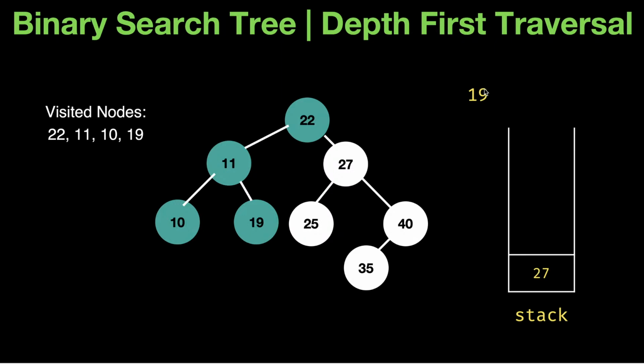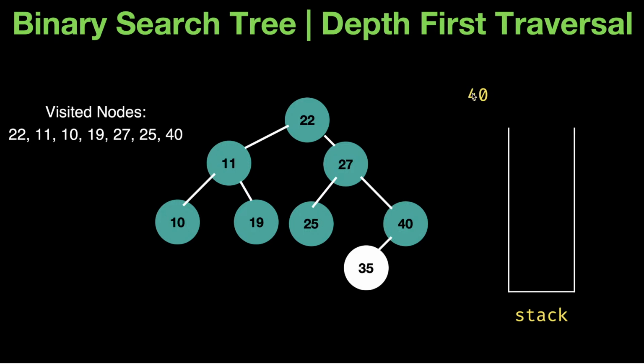So now we will pop the stack again, 27, and we will insert both of its children into the stack again. 27 is now visited, and we pushed 25 as well as 40 into the stack, and then pop out 25, visit it, and then insert its children into the stack. Right now it doesn't have any children, so we need not push anything. Now again pop 40, visit it, and insert its children into the stack. In this case 35 needs to be inserted into the stack.